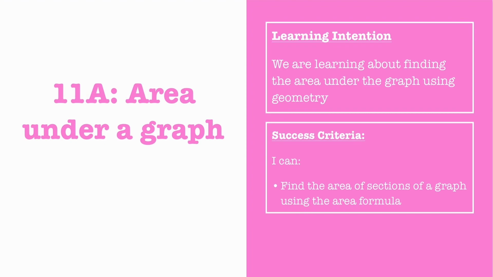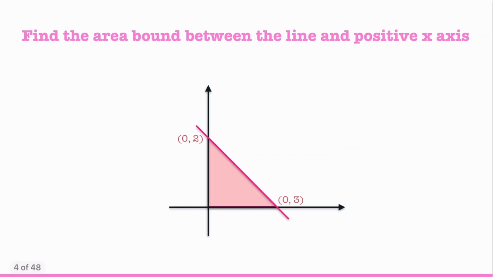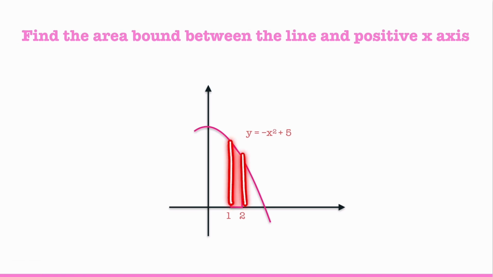What you need to be able to do is find the area of the sections of a graph using the area formula. So for example, if I were to ask you to find the area between the line and the positive x-axis, we can easily do that because we can see that a shape is created here. We've got a triangle. But that's not quite easy when I want to ask you to find the area underneath this part of the graph. I mean, it kind of looks like a trapezium, but also not really because it is curved at the top. So there has to be some sort of other technique to be able to find the area that is bound between the line and between two x values of 1 and 2.